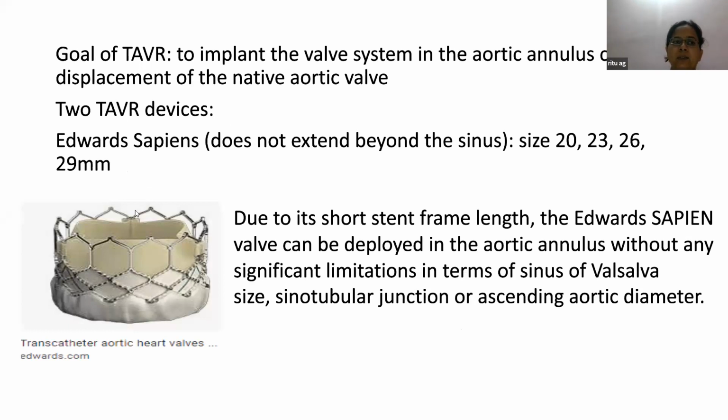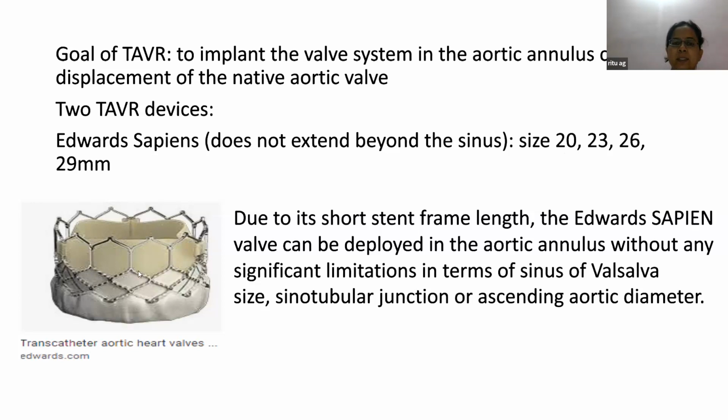For now, I would like to introduce the two most commonly used TAVR devices. One is the Edwards Sapien and another is the CoreValve. The Edwards Sapien essentially has a short craniocaudal height, and it sits in the aortic annulus, extending up to the aortic sinuses. It does not extend beyond the sinuses into the aorta, unlike its counterpart, the CoreValve. It comes in multiple sizes: 20, 23, 26, and 29. And I'm sure Dr. Prashant will take us through how we select these sizes.